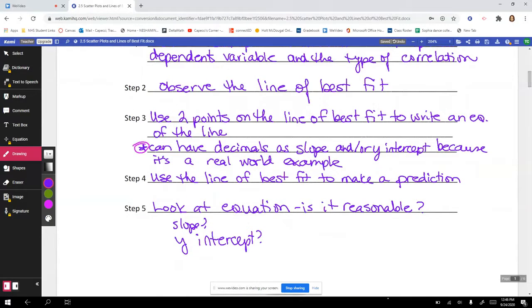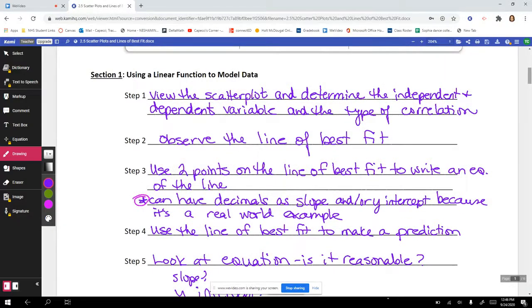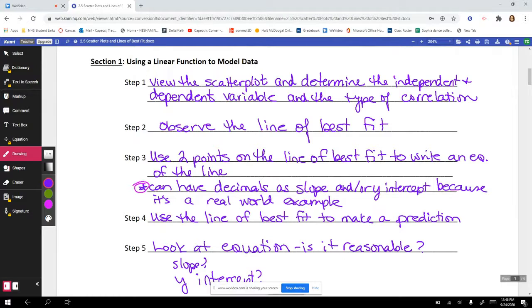Now we have steps that we're going to go through using this linear function in our scatter plot. So if you need to pause this at some point to catch up with your writing, I will walk you through it. Step one is viewing the scatter plot and determining the independent and dependent variables and the type of correlation. Is it positive? Is it negative? Is it no correlation? Then you're going to observe the line of best fit. You're going to draw one the best you can if it's not already drawn for you. Then you're going to look at two points on the line of best fit. They may not be the points that were given to you, but look to see which points are easy to work with, and you're going to use those to write an equation of the line.